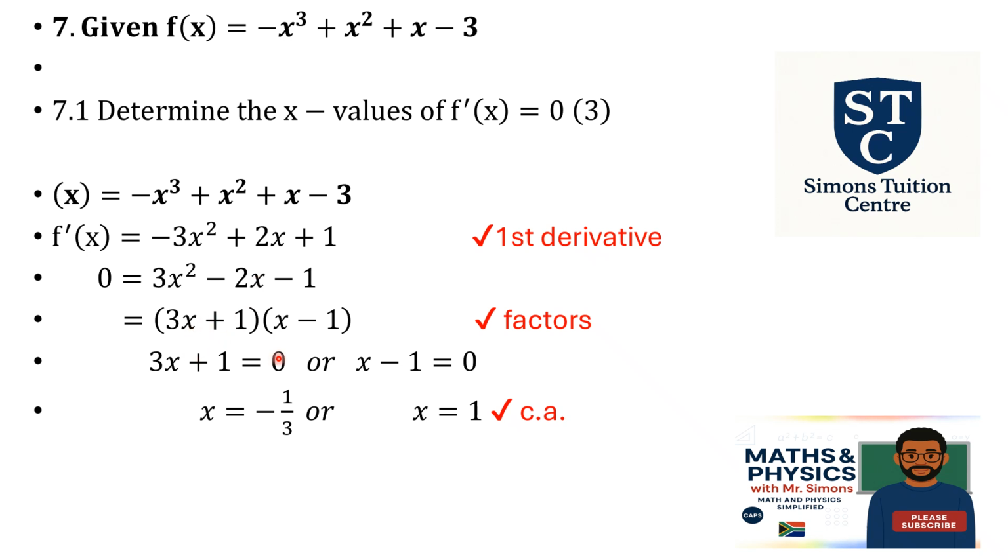So 3x plus 1 equals 0. If I take positive 1 over, it becomes x equals negative 1 divided by 3. And x minus 1 equals 0. If I take negative 1 over, x equals 1. Right, so I hope you follow.